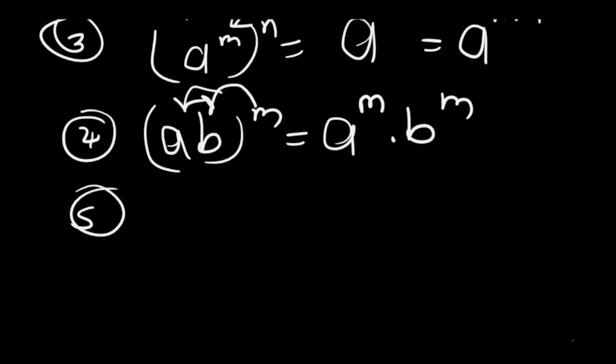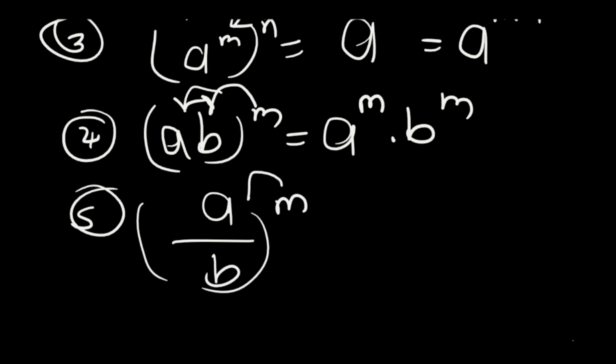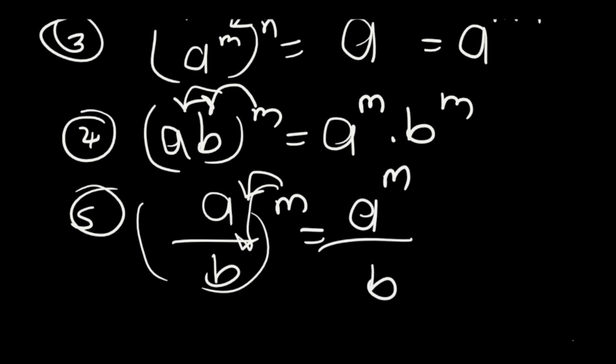The fifth one, we said if you have a fraction like this, where it has an exponent outside, this exponent will multiply any power that it finds inside the bracket. So you'll have a to the power of m over b to the power of m. So that is how we identify the laws of exponents.